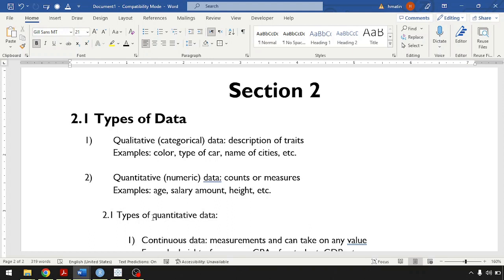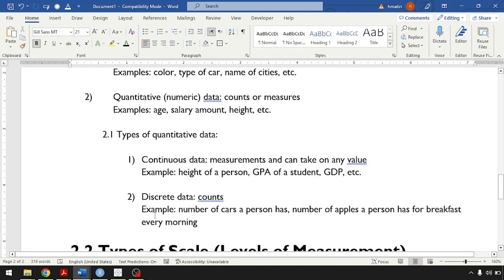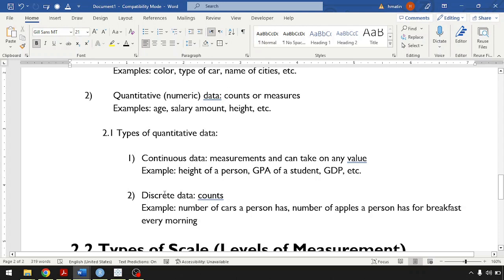Pretty much anything that can be counted or measured is quantitative, such as age, salary, height, etc. Now, quantitative data are divided into two parts, continuous data and discrete data. Continuous data are measurements that can take on any value, such as height of a person, GPA or GDP, any number that has decimals, any integers, anything that can be measured or take on any value.